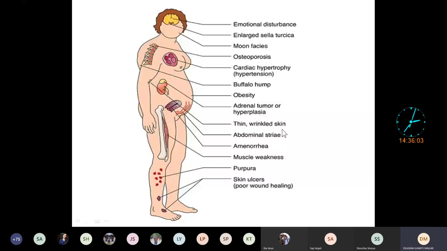Purpura. Purpura means reddish patches; petechiae are 1 to 3 millimeters, and purpura is a little more than 3 millimeters in size. So the purplish-reddish patches will be there. That is known as purpura. And then there will be skin ulcers and poor wound healing.